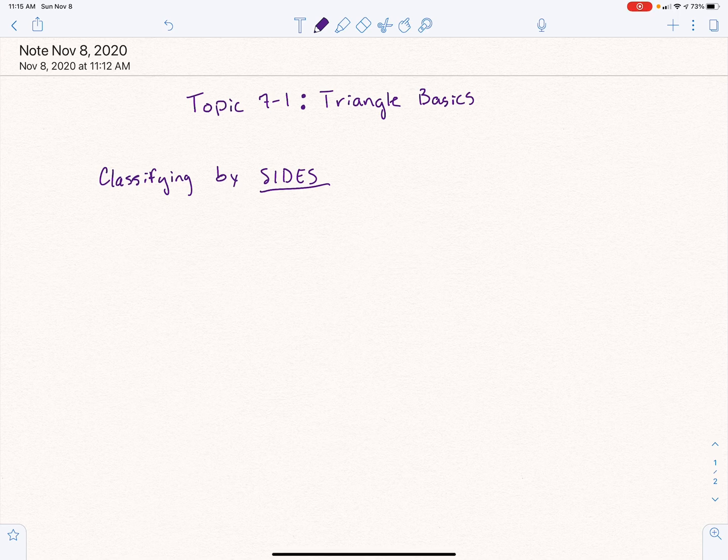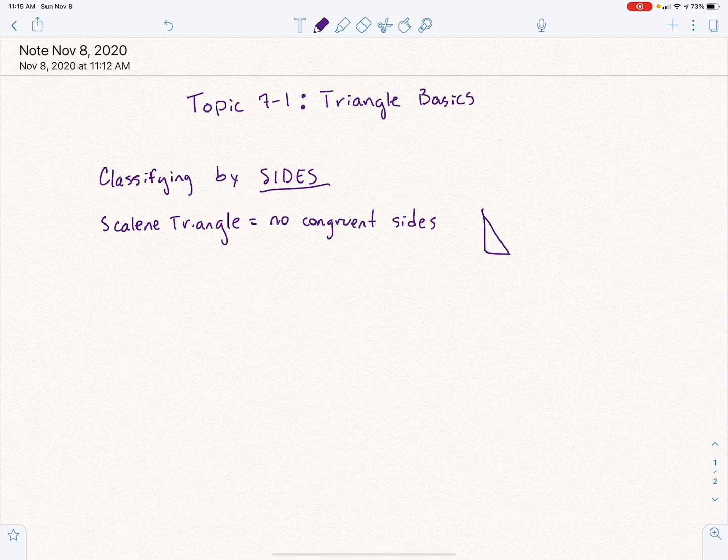The first one is a scalene triangle. A scalene triangle means no congruent sides, or none of the sides are the same. So that triangle would look something like this, where this side would be 7, this side would be 9, and this side would be 5.